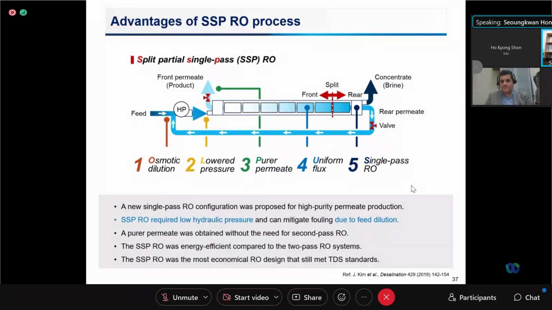As a matter of fact, this technology is patented by our group, and it is now being transferred to industry. So I think that we can see this one in the market pretty soon.